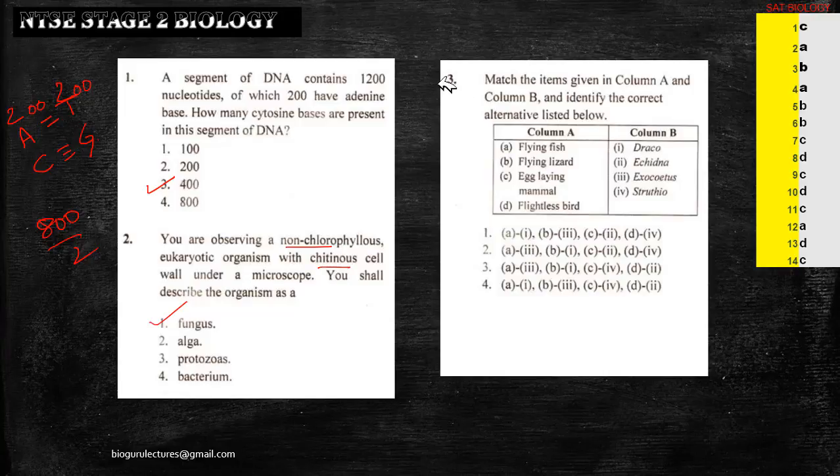Next, question 3. Match the items given in column A and column B and identify the correct alternatives listed below. Flying fish, Exocoetus, you can see you have 3 options, and flying lizard, I think it's Draco. Now we can get the option. Yeah, option 2 is right here, and egg-laying mammal is echidna, flightless bird is Struthio.